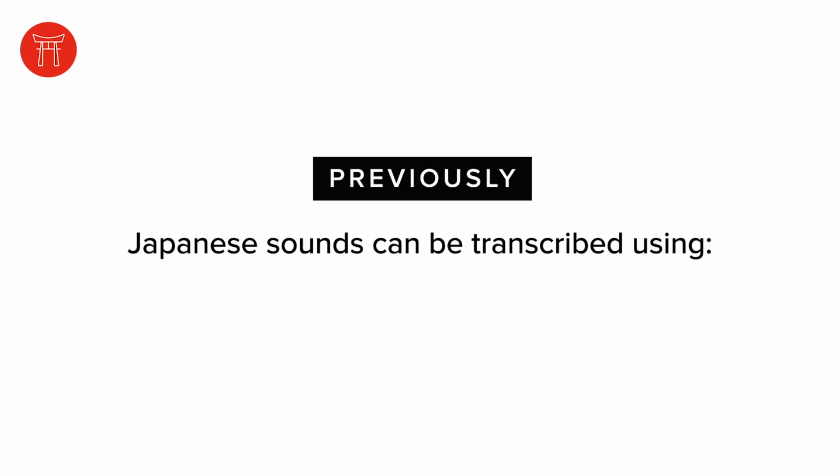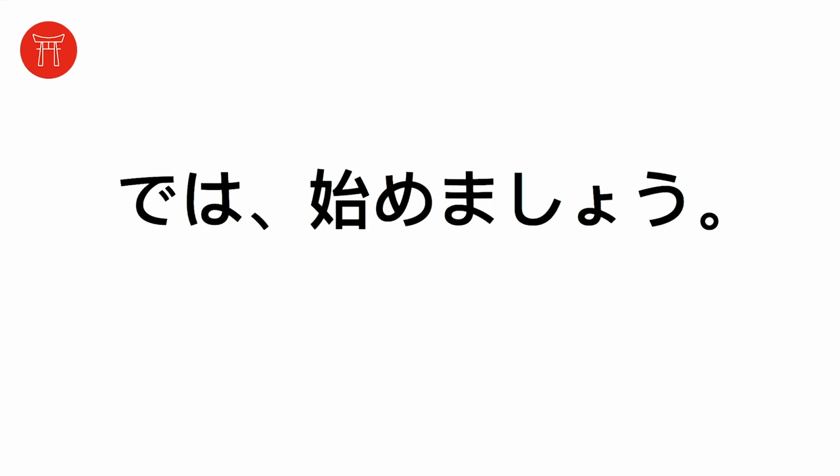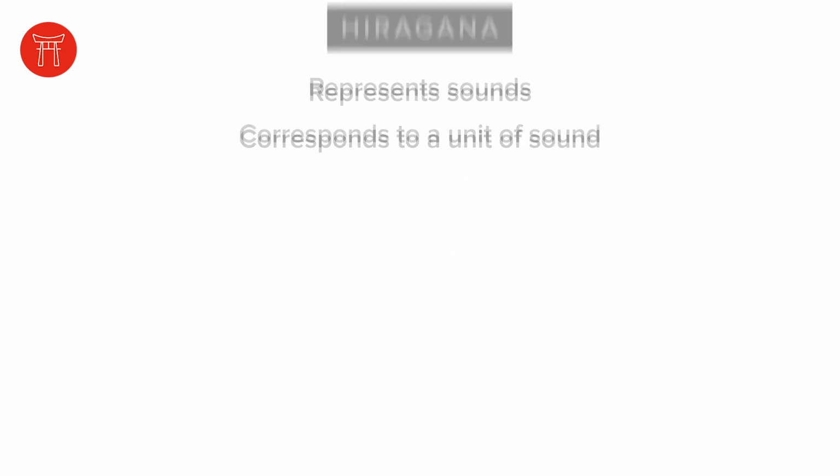Last time, we learned that Japanese sounds can be transcribed using kanji, katakana, hiragana, or romaji. Today, we are going to focus on basic hiragana. Let's get started. What does a hiragana character represent? Hiragana represents sounds, and each hiragana character corresponds to a unit of sound called a mora. A Japanese mora is similar to a syllable in English, but there are some distinctions.